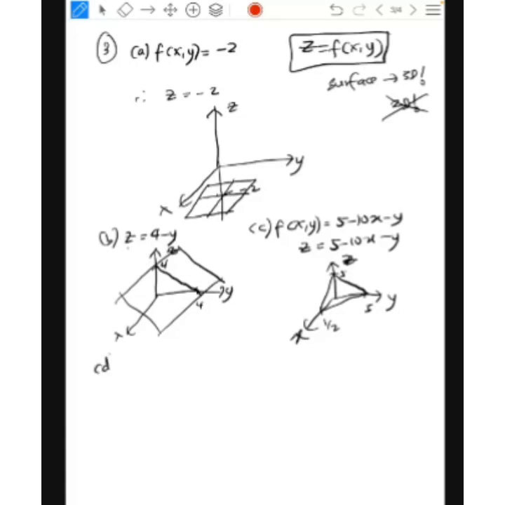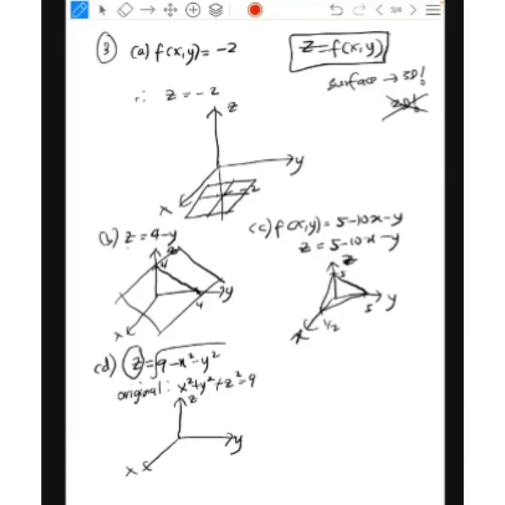D, z equals the square root of 9 minus x squared minus y squared. Whenever you have a square root, for sketching, it is half of the original surface. The original surface is x squared plus y squared plus z squared equals 9, but you only sketch half of it. Which half? The z positive. How do I know z is positive? Because z is the subject and the square root is positive. So you get something like this, with 3, 3, and 3.